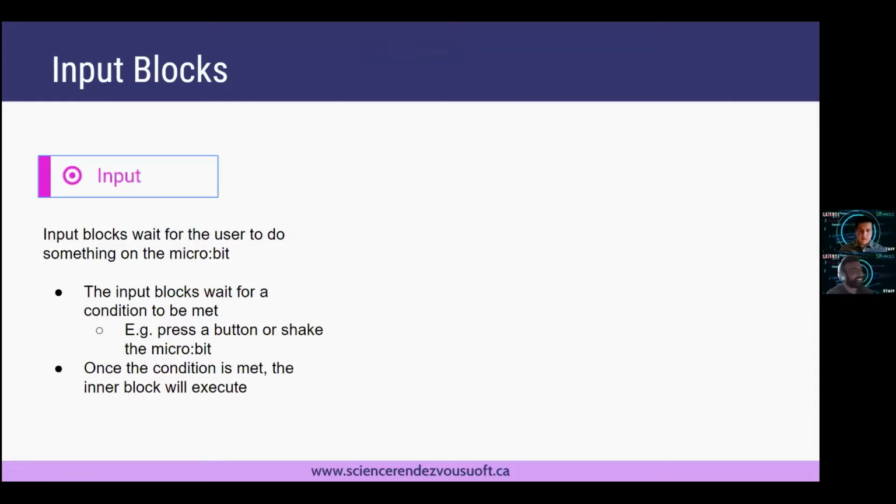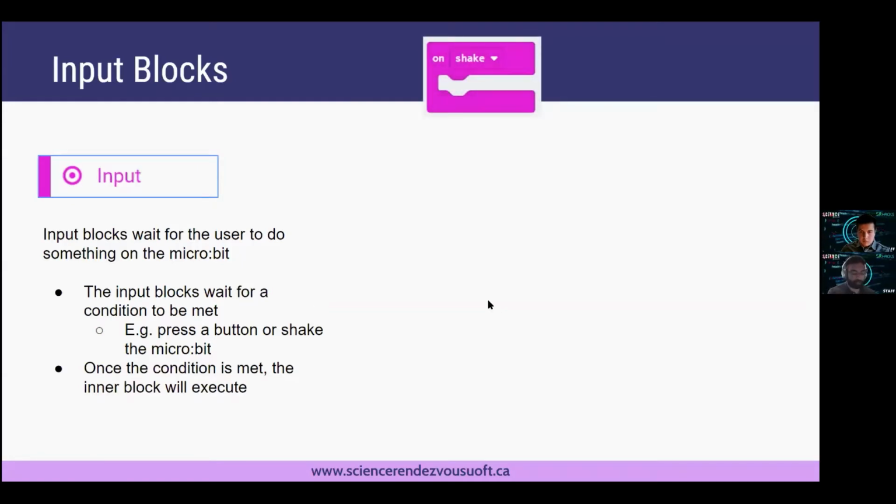Good. Great. All right. So next, we're going to talk about the next set of blocks, which are input blocks. Input blocks just wait for the user to do something on the microbit. Sometimes they can just wait for a condition to be met, like pressing a button, or shaking the microbit itself.